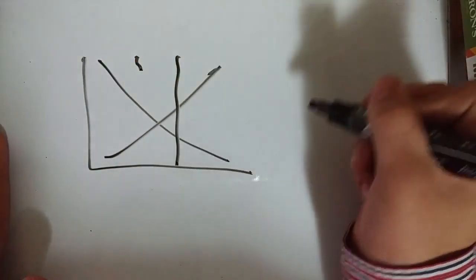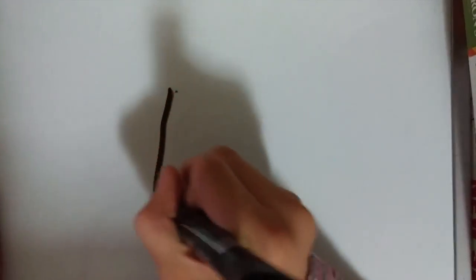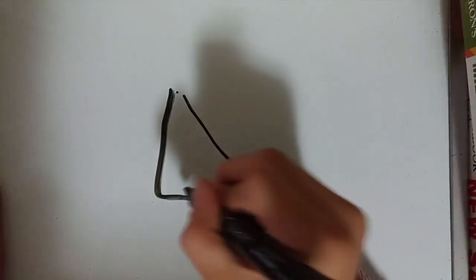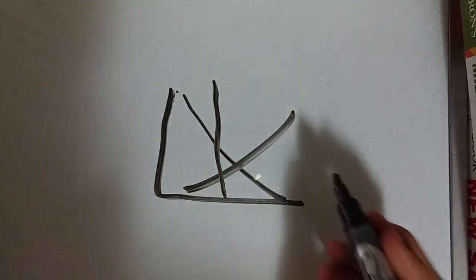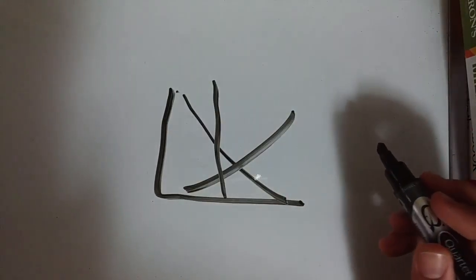We've got our recession right here. This little gap is the recessionary gap. And we've got our inflationary gap right here. Now, how do we get everything back to normal? That's what we're going to learn today. First, though, we need to learn about the money supply graph.